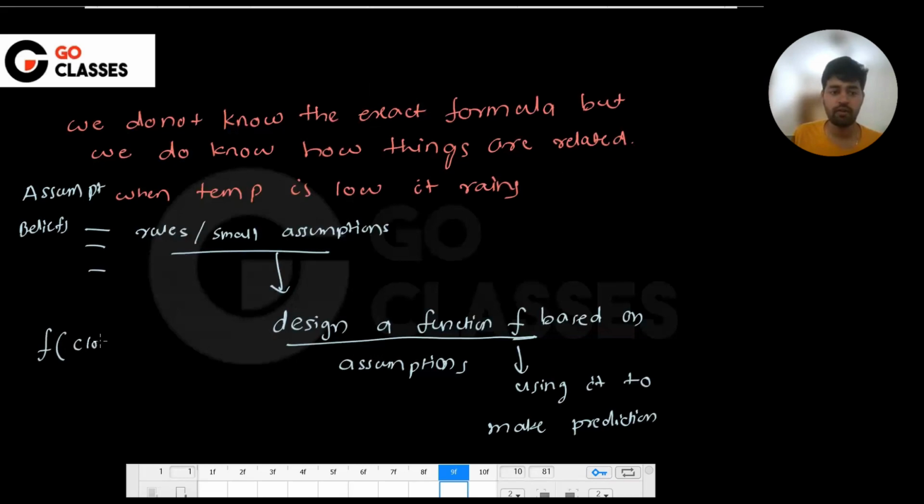So it will be cloud. One means it rains and zero means it does not. So let me use a different slide. Sorry. So this is my design based on clouds in the sky, right? So the design is basically this.